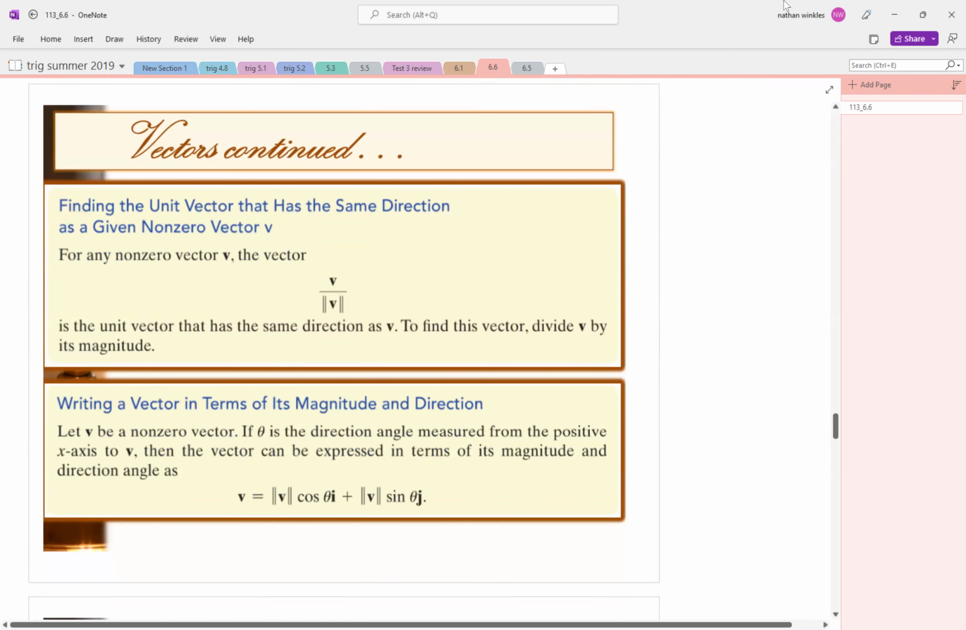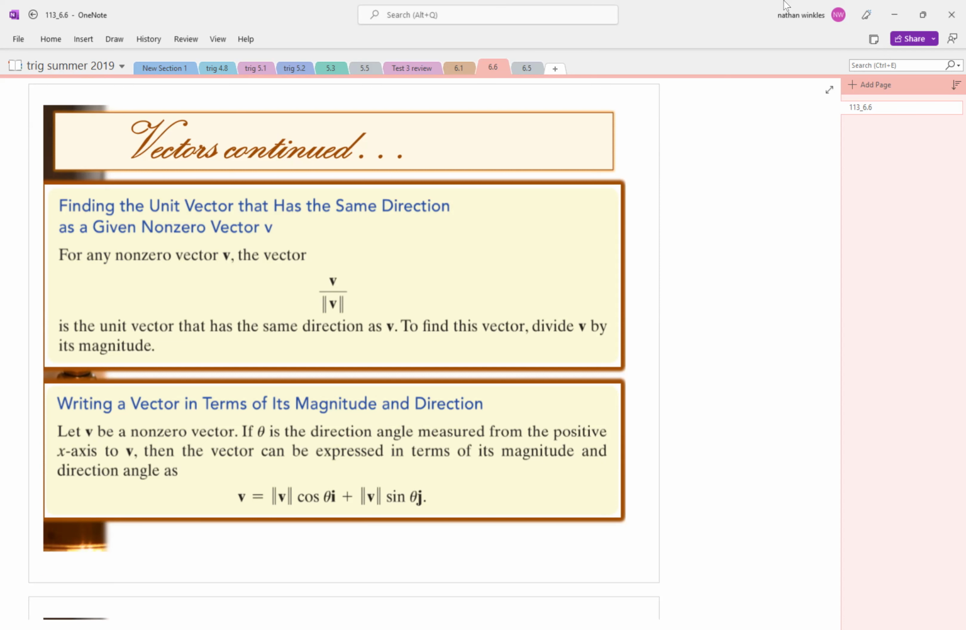Now, sometimes we're going to be asked to find a unit vector. Sometimes the vector might already be a unit vector, just might not be able to see it. Other times, it may not be a unit vector. Either way, this process will always help us determine it. So for any non-zero vector v, the vector v divided by its magnitude of v is the unit vector that has the same direction as v. And so to find this vector, divide v by its magnitude.